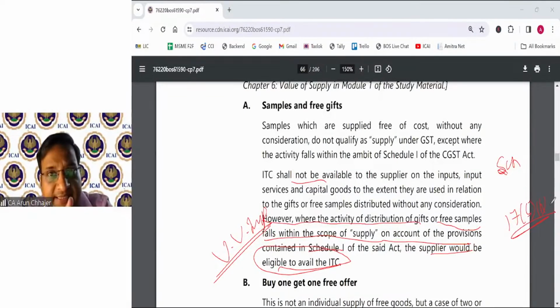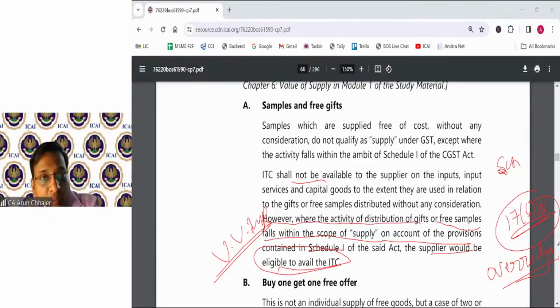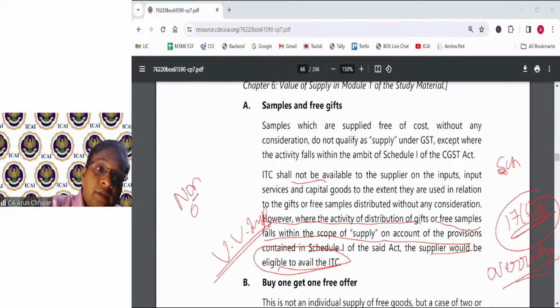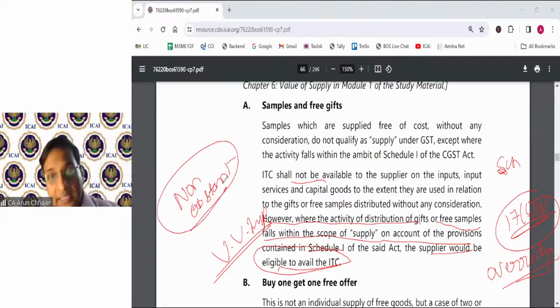This point is very important because normally we know Schedule 1 and 17(5)(h). Section 17(5) starts with the words notwithstanding anything contained. It means this provision is an overriding provision. Agree with me? The language of 17(5) is notwithstanding anything contained in 16(1) or 18(1). It means the provisions of 17(5) are a non-obstante clause. It will override the other provisions, 16 and 18. You cannot take the ITC.